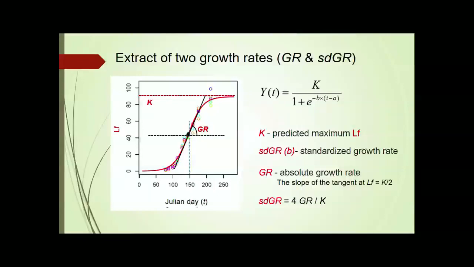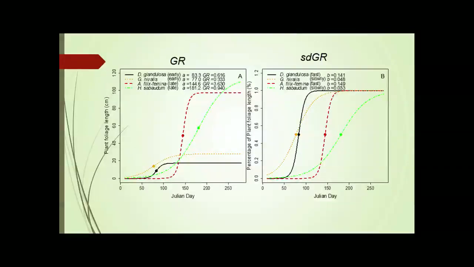GR is absolute growth rate, showing the slope of the tangent here. The dot here means the peak growth. And the standardized growth rate is the absolute growth rate divided by the K. So this is the main difference, or different meaning, for the two types of growth rates.